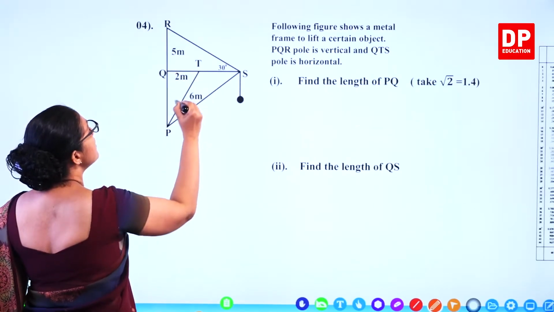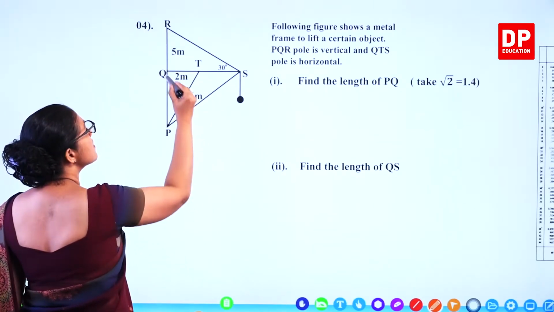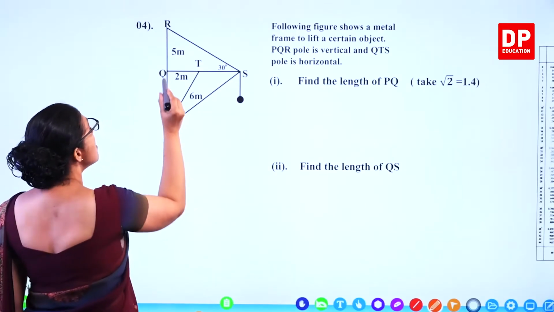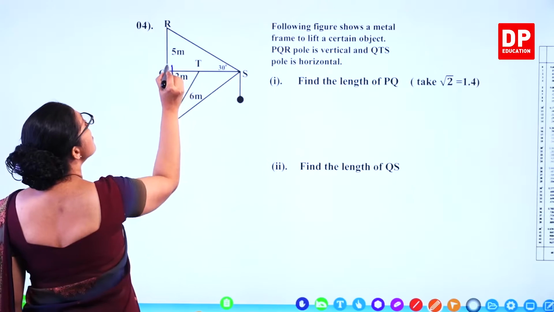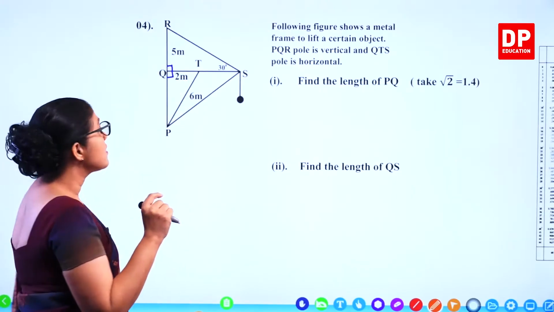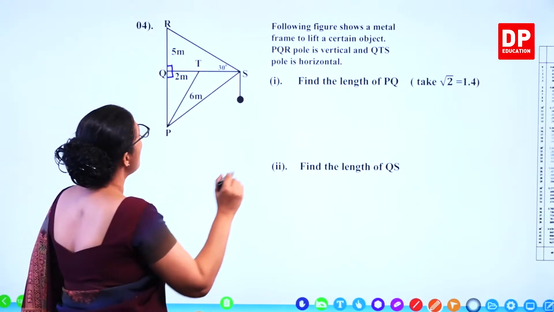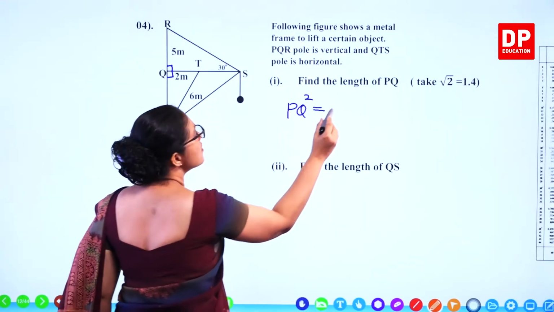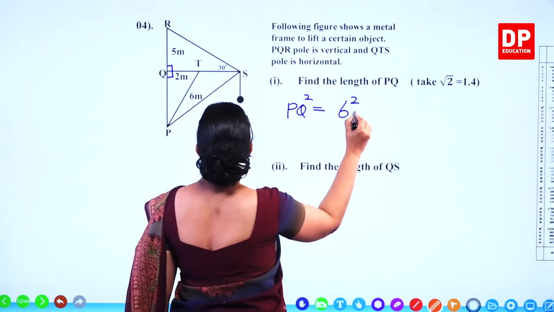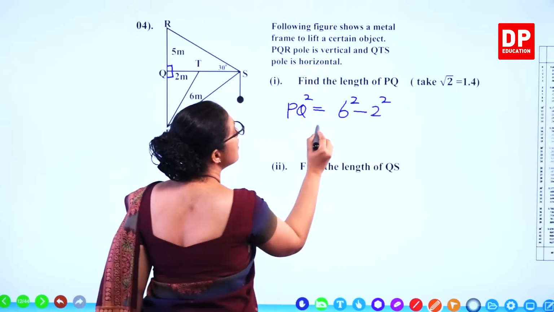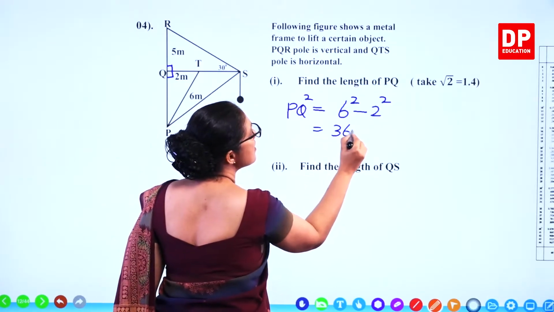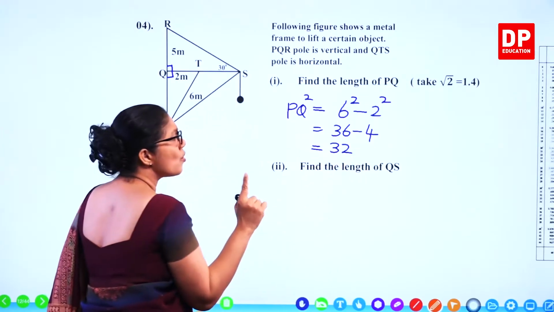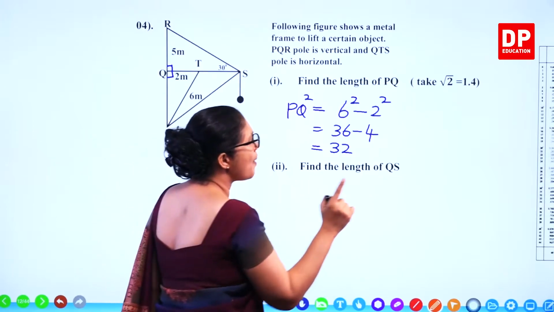See this triangle, this is 2, this is 6. So easily you can find out the PQ length using Pythagoras Theorem because this is 90 degrees. So how can you find out PQ squared is equal to 6 is the hypotenuse, 6 squared minus 2 squared. 6 squared is 36, 2 squared is 4. You get 32. So how can you write 32 as a square number?